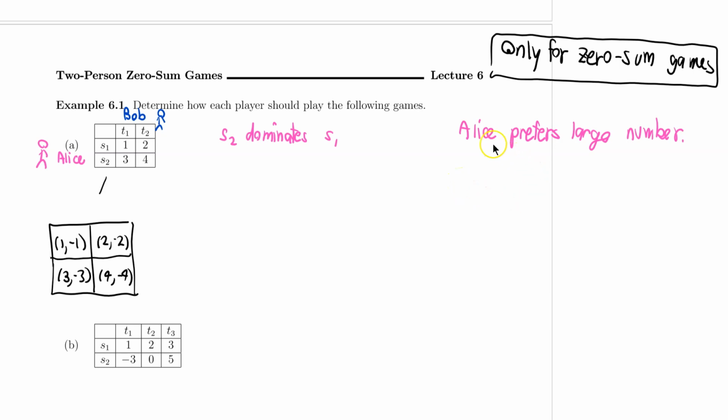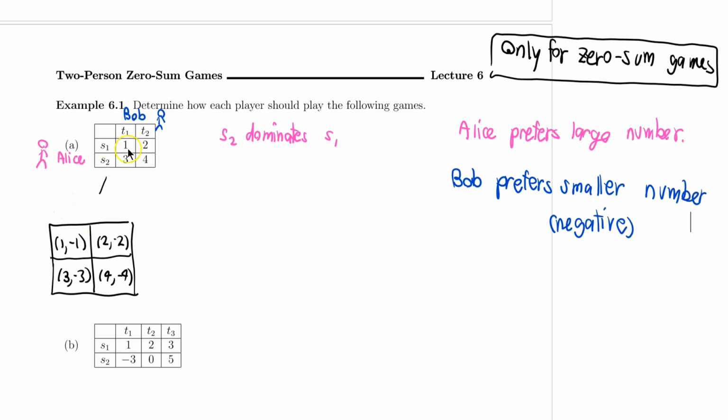So Alice would prefer a large number because that would mean she would get that much money. On the other hand, Bob would prefer smaller, or even negative is better number.